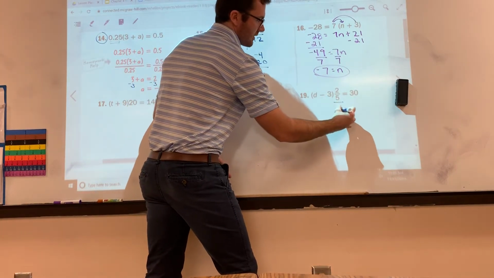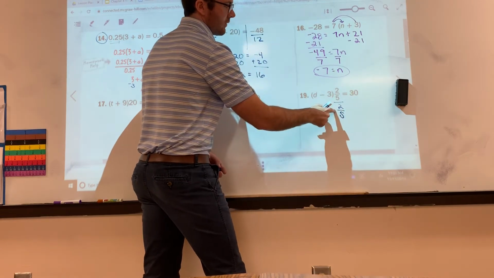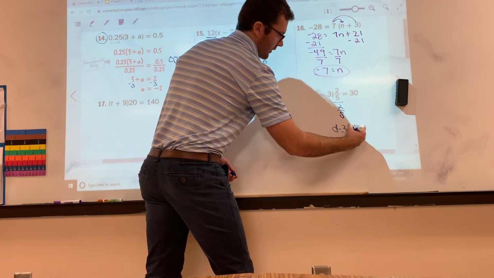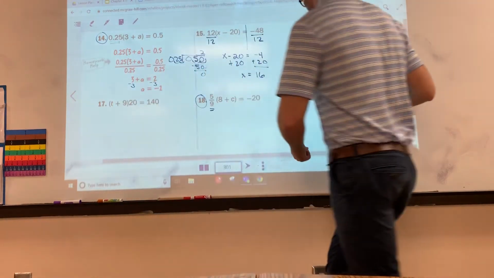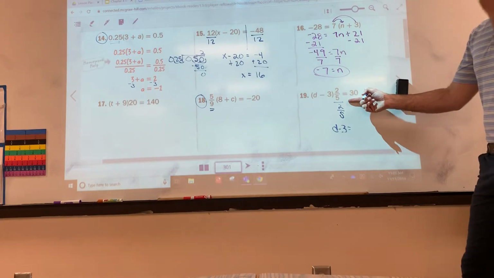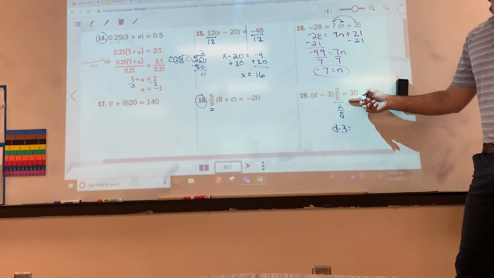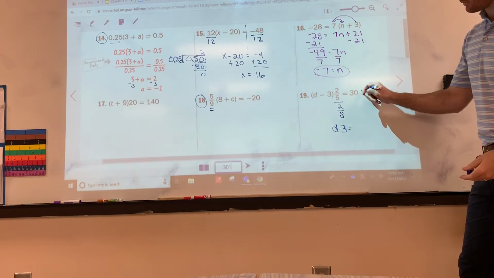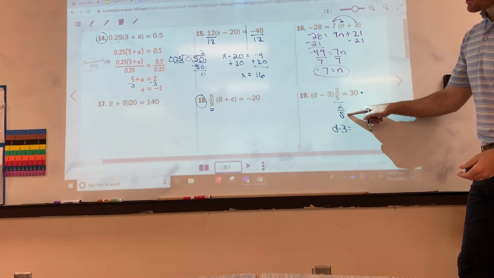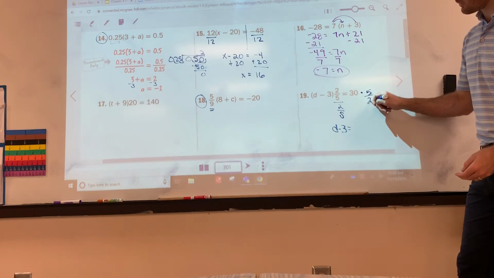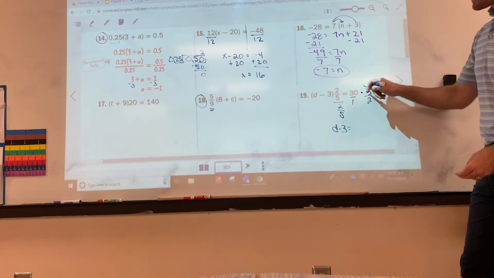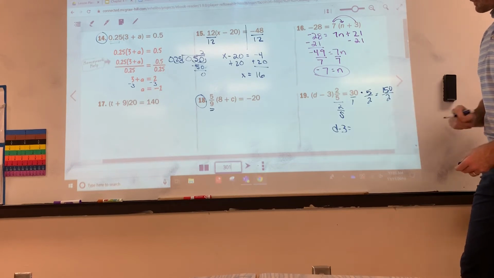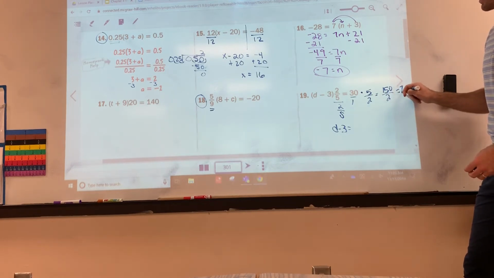Divide by 2/5. 2/5 divided by 2/5 is just 1. So I've got one group of d minus 3 over here. We know that if we divide by a fraction, it's the same thing as keep, change, flip, or multiplying by a reciprocal. So I'm going to keep the 30. I'm going to change the division to multiplication. I'm going to change the 2/5 to 5 halves. So whenever I multiply straight across, I get 150 divided by 2, which equals 75.